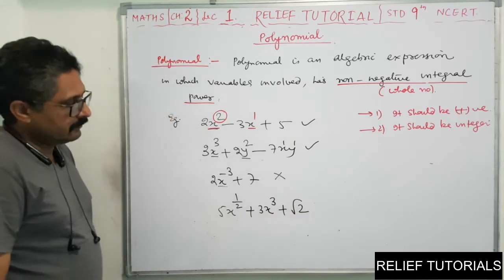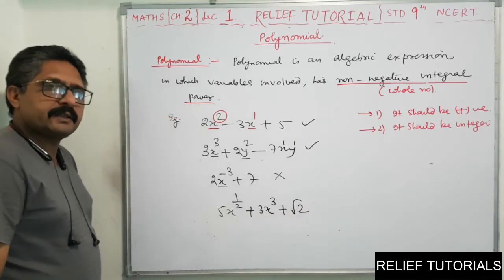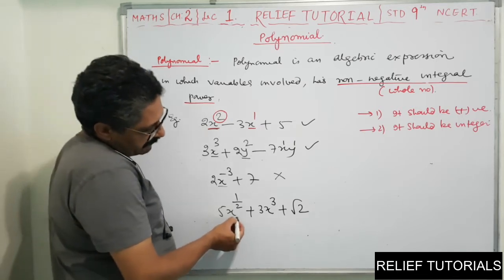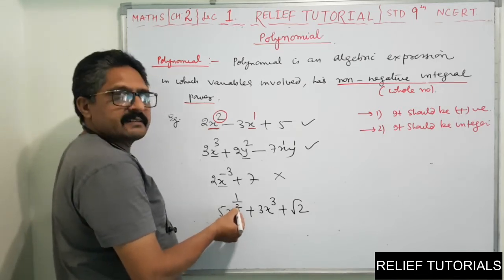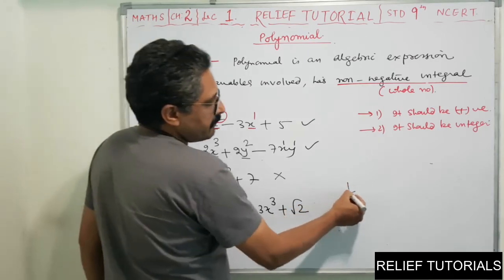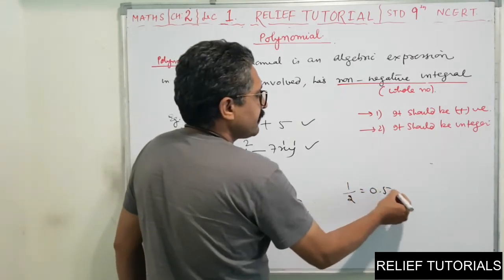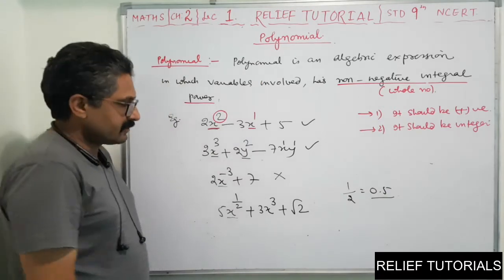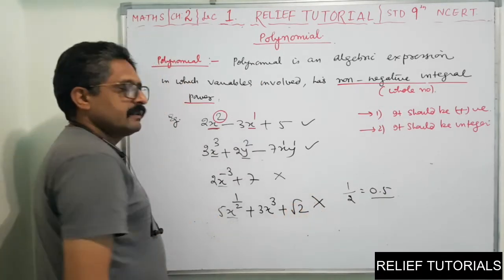Okay. What do you say here? Is it a polynomial or not? So you look at the power of x. It is not an integer. It is a fraction. It is a decimal. Half means 0.5. So it is not an integer. So this is not a polynomial.